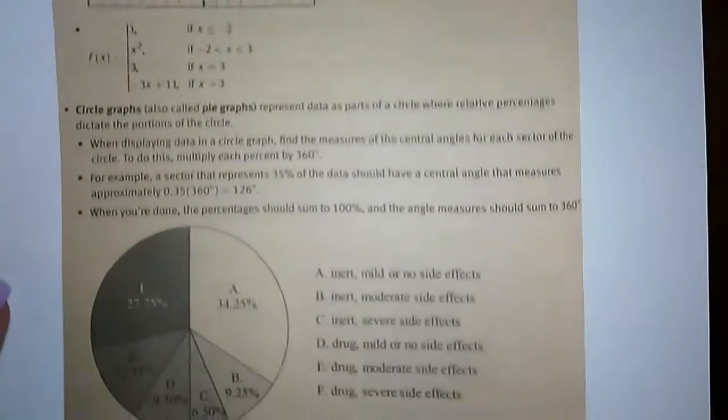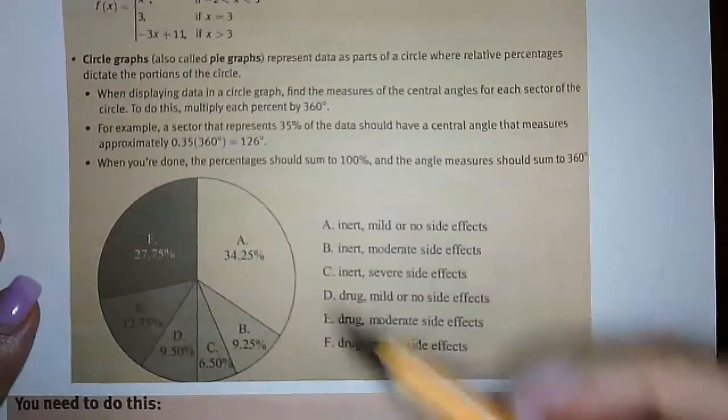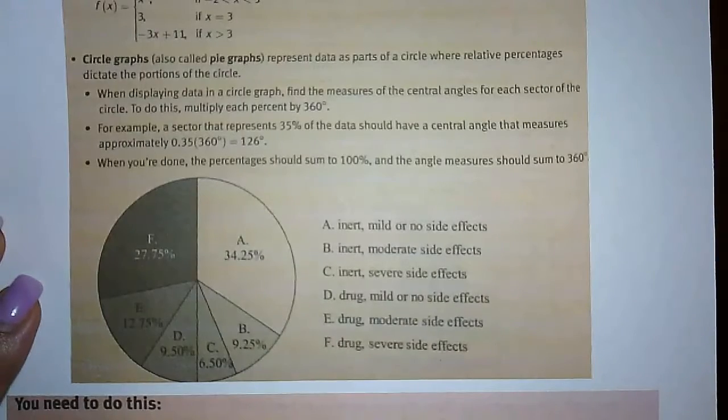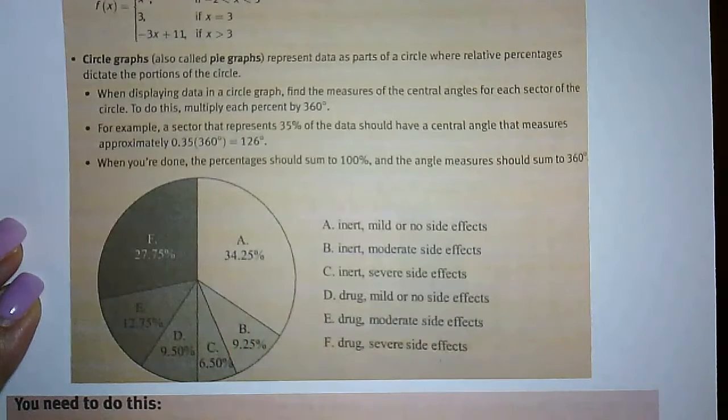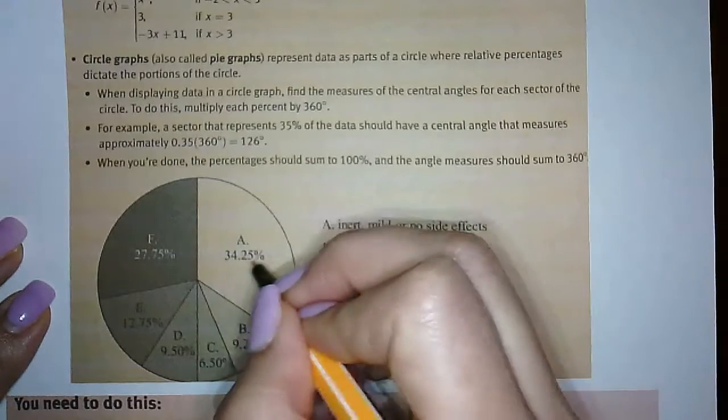Lastly, are circle graphs. They're also called pie graphs because they look like a pie. And it represents data as parts of a circle where relative percentages dictate the portions of the circle. So when displaying data in a circle graph, you find the measure of the angle and multiply each percentage by 360. So this is how much percent of 360 degrees we have. So for example, a sector that represents 35% of the data should have a central angle that measures approximately 126 degrees.